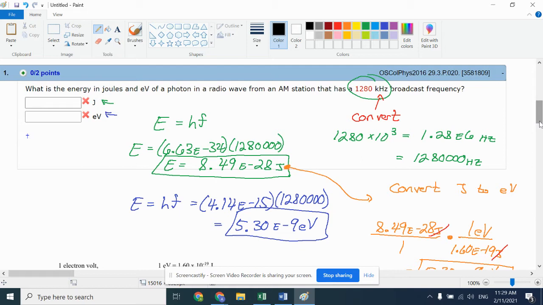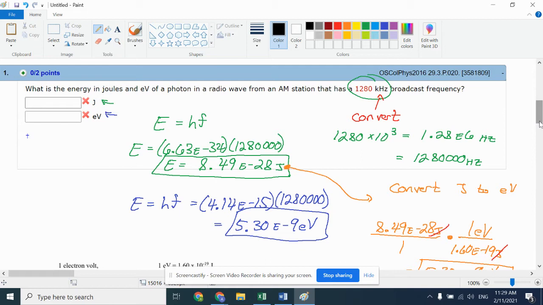You see here in example 1, it's asking us what is the energy of the photon in joules and in electron volts. First thing, I have to convert the 1280 kilohertz into hertz. To do so, I multiply by 10 to the third. I get 1.28 million hertz, or 1,280,000 hertz.